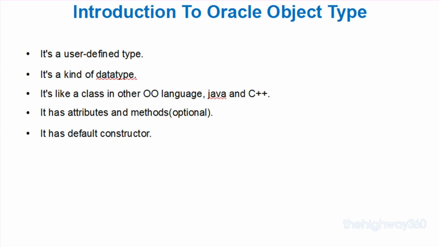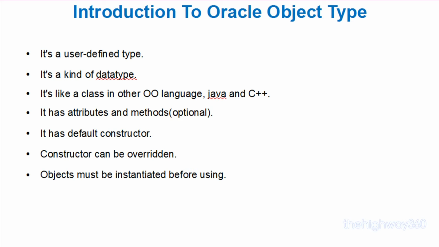Each object will have a default constructor. I will explain later what a constructor is. The constructor can be overridden, which means you can redefine the constructor. Before you use the object, it must be instantiated first. Again, I will explain later what instantiation is.